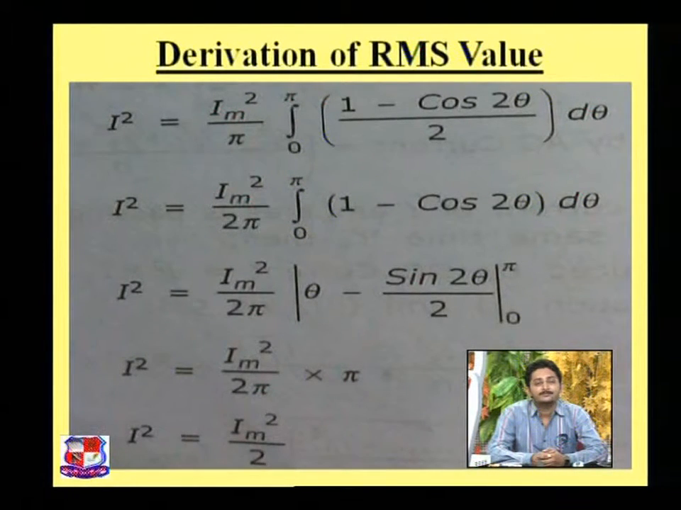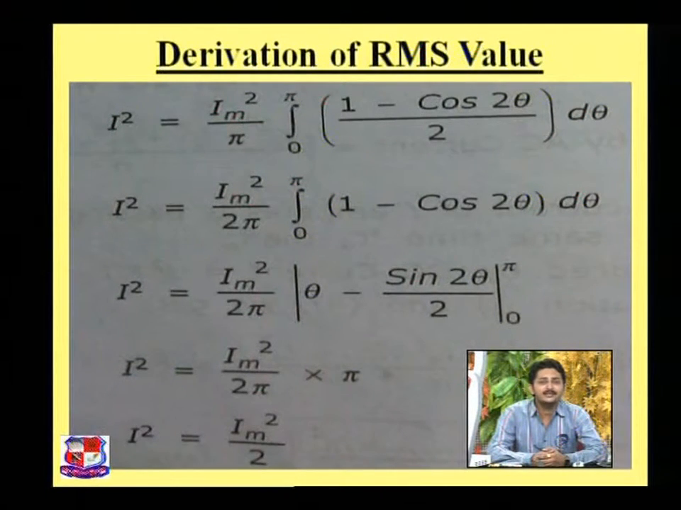So we get that I square equals Im square upon 2 pi into the bracket theta, minus the sine term: first putting pi, sin 2 pi by 2, minus 0, sin 2 into 0 by 2. We know that the value of sin 2 pi is 0, at any instant of 0, pi, 2 pi, 3 pi, 4 pi, any n pi, the value of sine is 0. So we just neglect that value, and again sin 2 into 0 is also 0. So the sin 2 theta by 2 term is neglected.